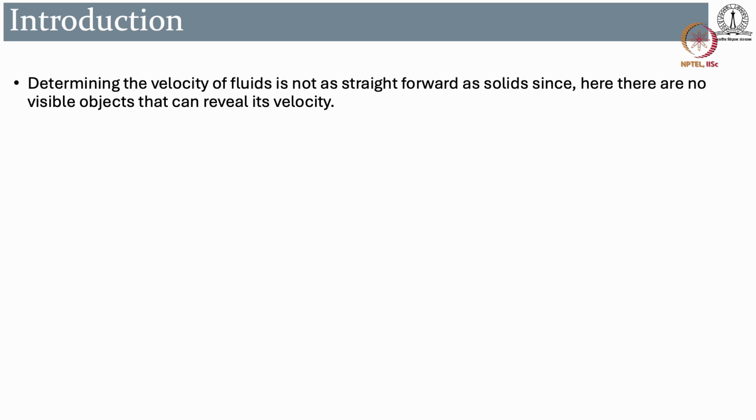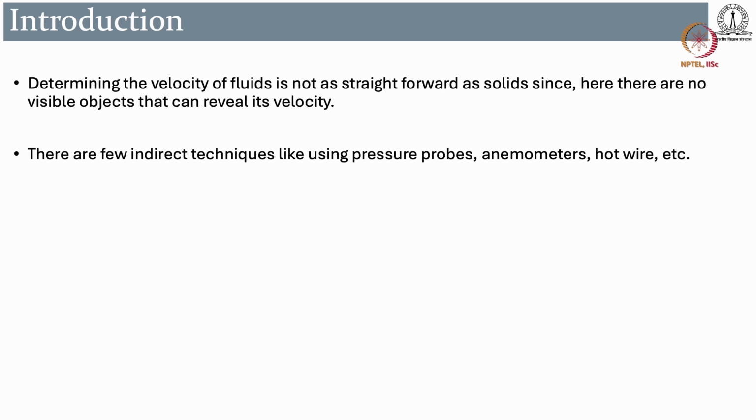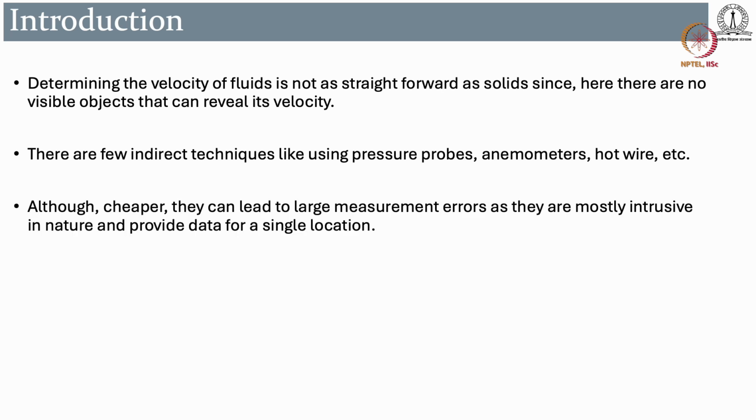However, this is not the case with fluids, by which I mean gases and liquids, because we cannot distinguish the molecules very easily with our naked eyes. So we need some techniques, and there are a lot of them. A few of the indirect techniques of measuring the velocity of fluids are pressure probes, anemometers, hot wires, etc. Pressure probes are very widely used. These are based mostly on Bernoulli's principle, and however they are cheaper, they can lead to large measurement errors because most of them are intrusive in nature.